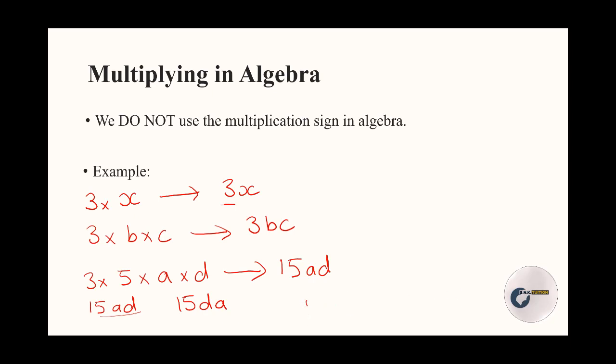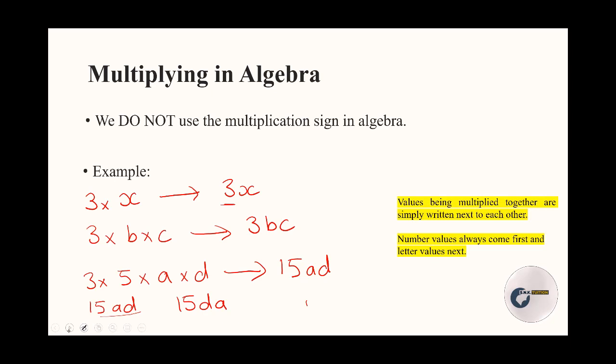So, just to go over the rules once more before we move on. Values being multiplied together are simply written next to each other, one after the other, and number values always come first and letter values come next.